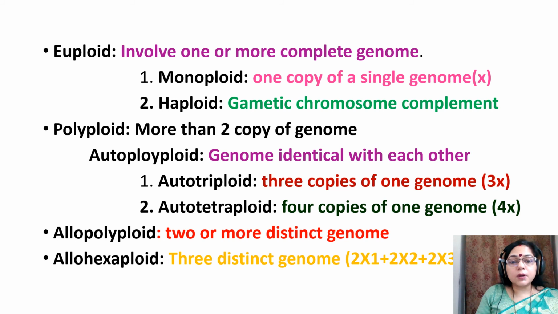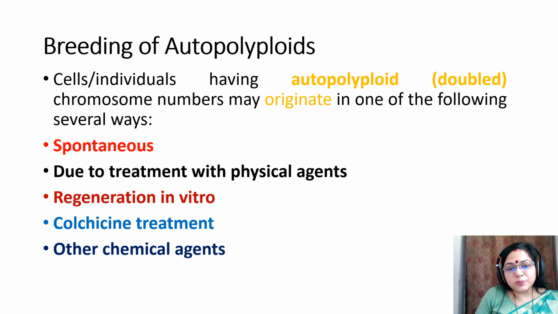Euploid involves one or more complete genomes. Monoploid: one copy of a single genome. Haploid: gametic chromosome complement. Polyploid: more than 2 copies of the genome. Autopolyploid: genomes identical with each other. Autotriploid: 3 copies of one genome, that is 3x. Autotetraploid: 4 copies of one genome, that is 4x. Allopolyploid: 2 or more distinct genomes. Allohexaploid: 3 distinct genomes.